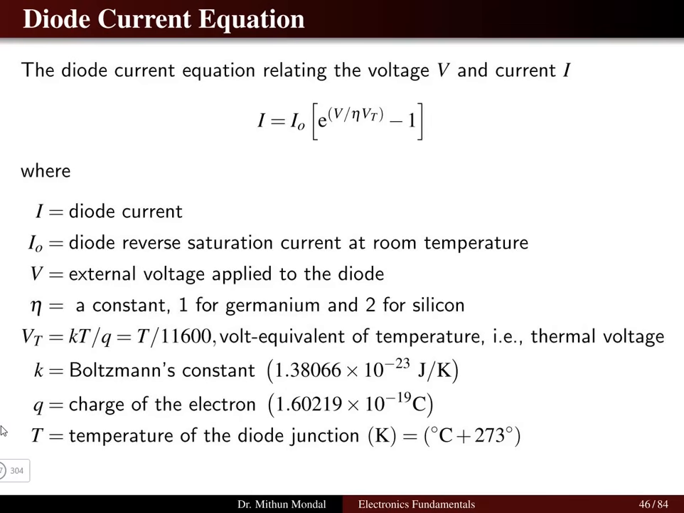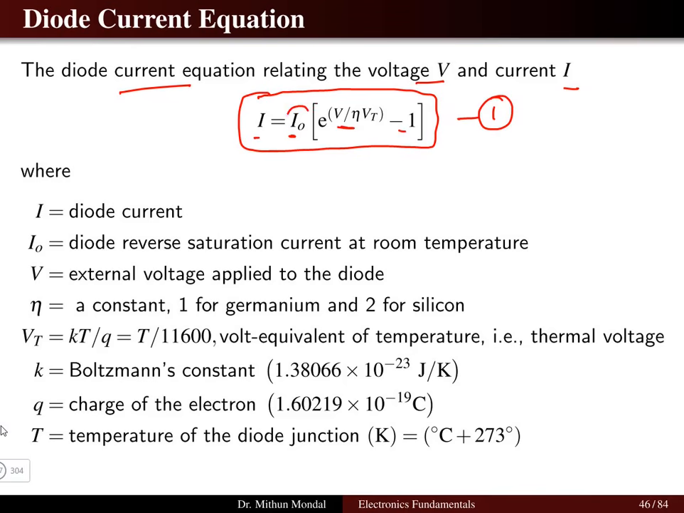What is the diode current equation? The diode current equation relating the voltage and the current is given by this equation, and this equation is exponential in nature, so it is non-linear, where the current I is equal to I naught times e to the power V by eta V_T, minus 1.